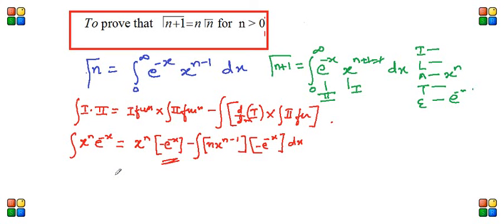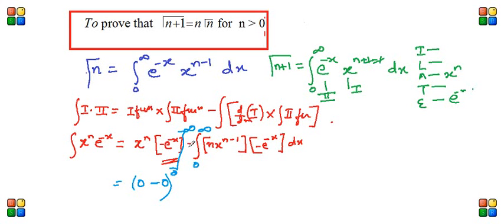Now we know the limits are 0 to infinity, and here still 0 to infinity is remaining because the integration sign is remaining. So for the first part, if x is replaced by infinity, then e raised to minus infinity will be anyhow 0, into anything is 0. Minus, thereafter when x is replaced by 0, again 0, so this part is 0.